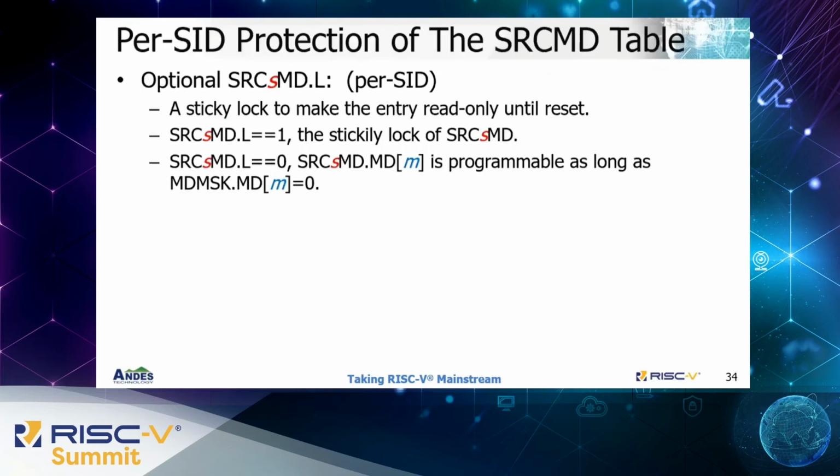After we saw the per MD lock, let's change an angle and see the per SID lock. Every SRC SMD register has a lock bit, L. It's similar to the lock bit in a PMP entry. The difference is that besides the L bit, to program the MD field in a SRC SMD register, we should also refer to the mdmsk as shown in the previous slides. The L bits are optional. If an IOPMP doesn't implement them, they should be wired to 0.